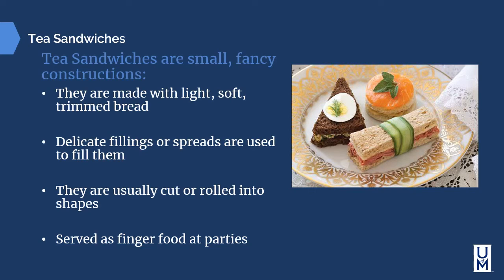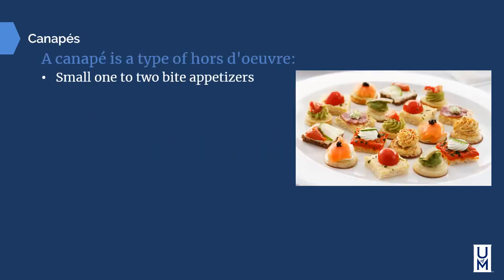They're also served as finger food at parties. Typically you would see these as passed hors d'oeuvres, or you might see them at tea time in some of the more fancy locations. For instance, the Peabody has a tea time. Similar to this, you have the canapes. Unlike the tea sandwiches, canapes are usually open-faced. These are small 1 to 2 bite appetizers.